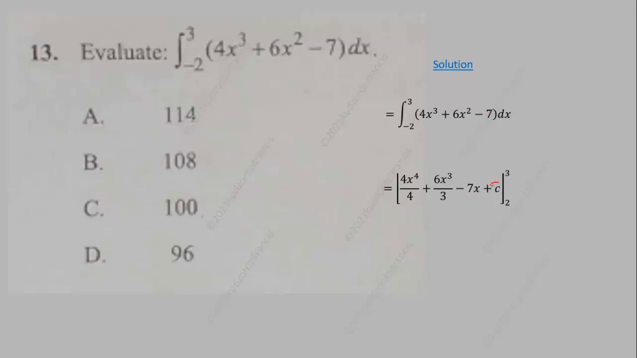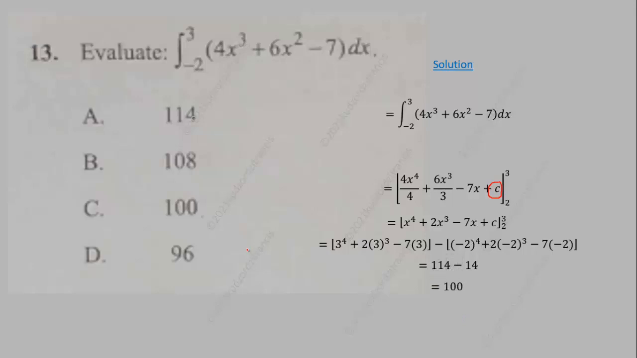This is an indefinite integral, so you may choose not to bring this. So this will give us this substitution, and when we substitute, we simplify to get 114 minus 14. That will give you 100.